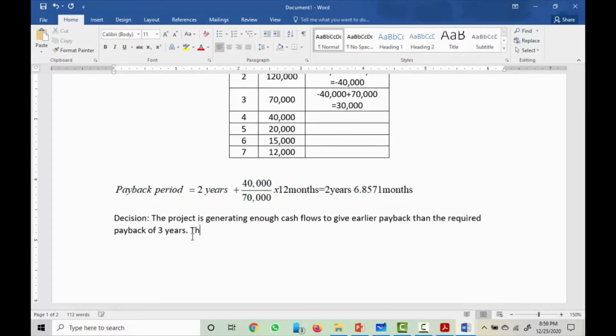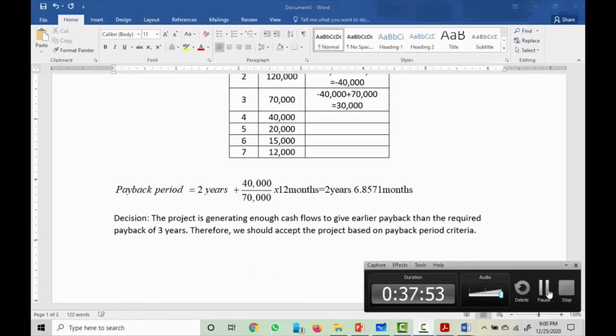So therefore we should accept the project. We should accept the project based on payback period criteria. So that's how we can answer part 1, right?